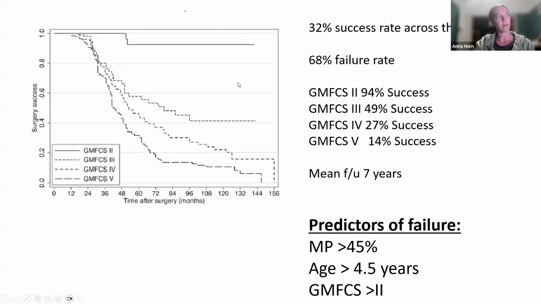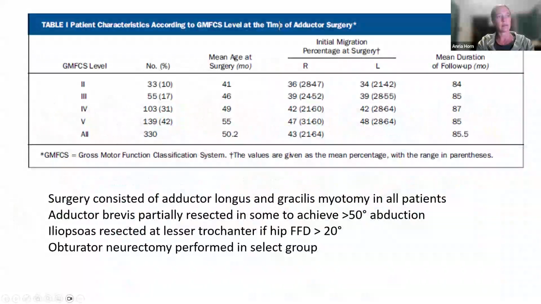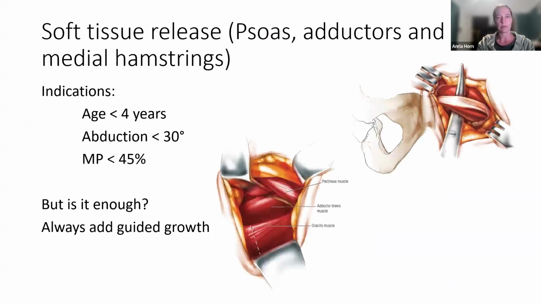So they had a mean follow-up of 5 years, and just look at this graph, how it plummets as the follow-up increases. And their predictors for failure were a migration percentage of more than 45, age more than 4.5, and GMFCS more than 2. So if you think about that and you go back to this, that should change to 45 if it's less than 45, and that should change to 4. And I think that is a sensible approach to planning which patients will actually benefit from soft tissue releases.